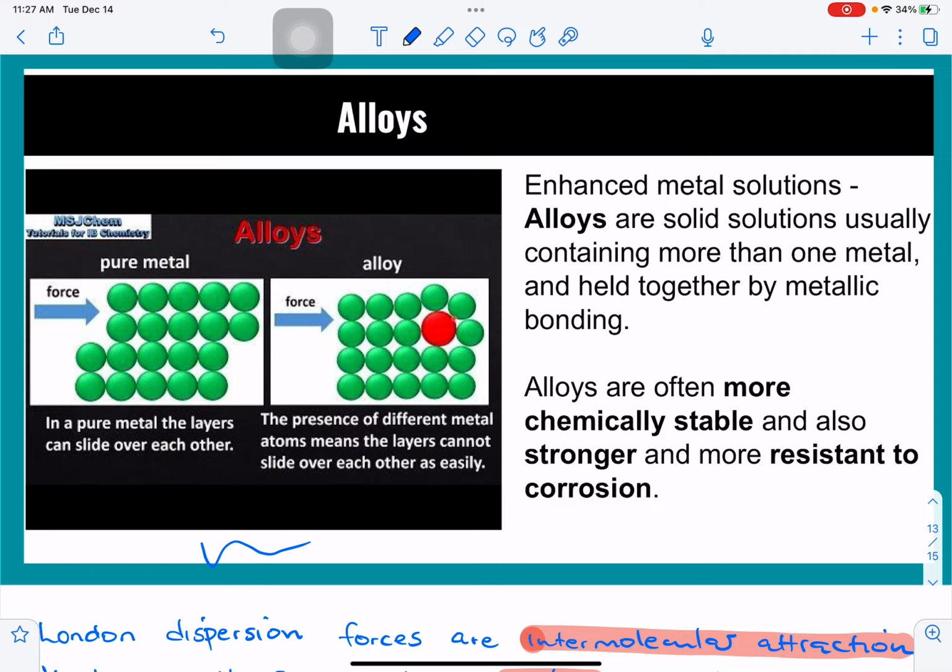What alloys are is basically enhanced metal solutions. I know when you think of a solution, you think of something in liquid form, but in this case, it's like a mixing of two solids. Okay. They usually contain more than one metal. They can contain other things except for metals, but they usually contain more than one metal.